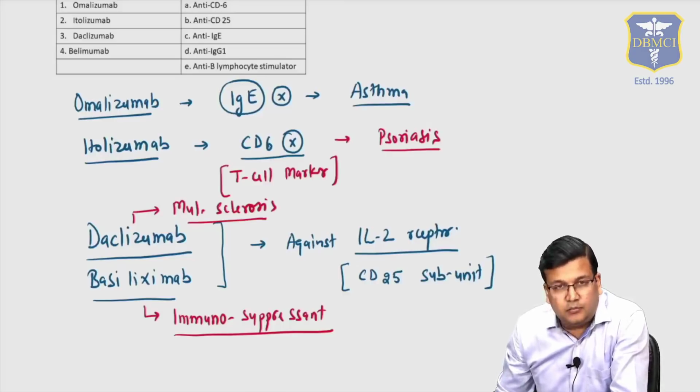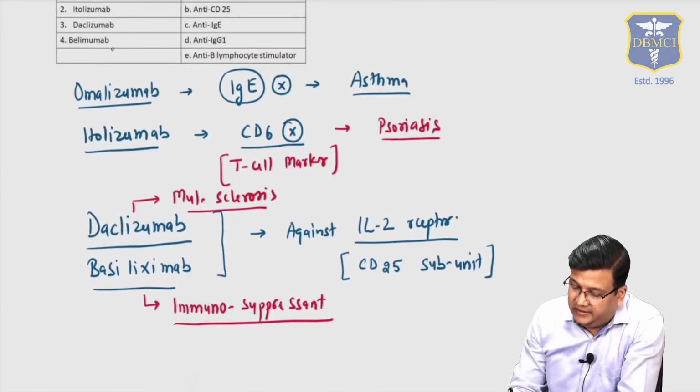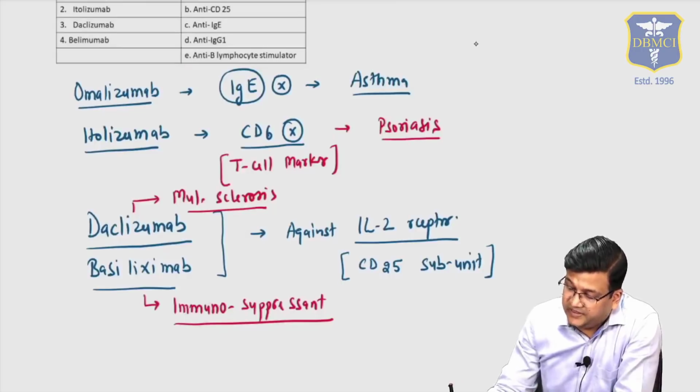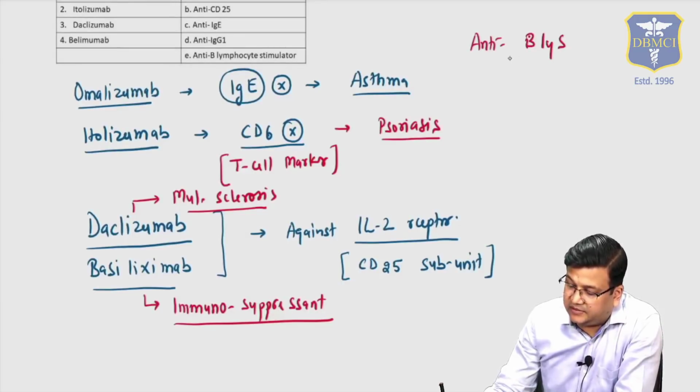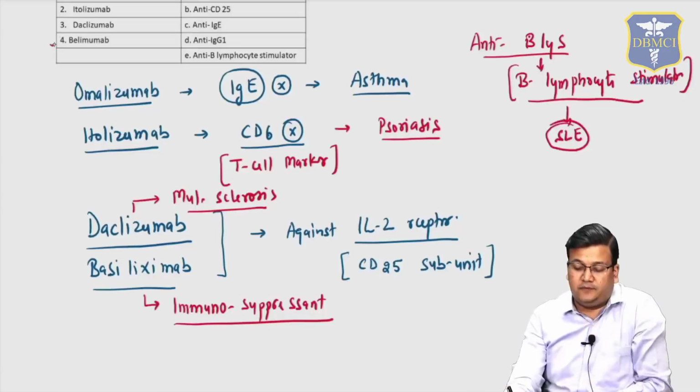Last is belimumab. Belimumab is anti-BLyS, B lymphocyte stimulator factor. It is an anti-BLyS antibody and it is used for treatment of SLE. Belimumab, the fourth one given.